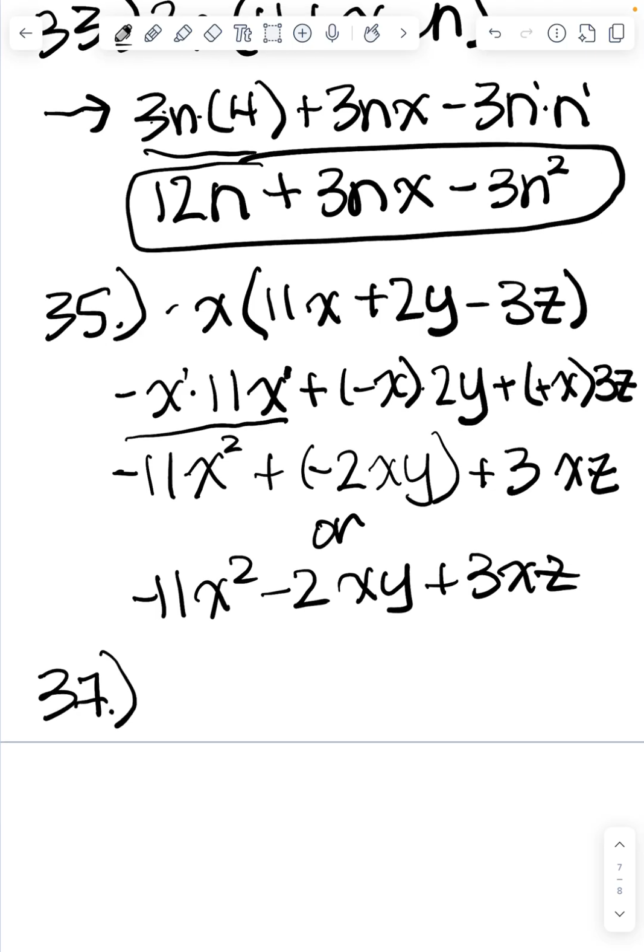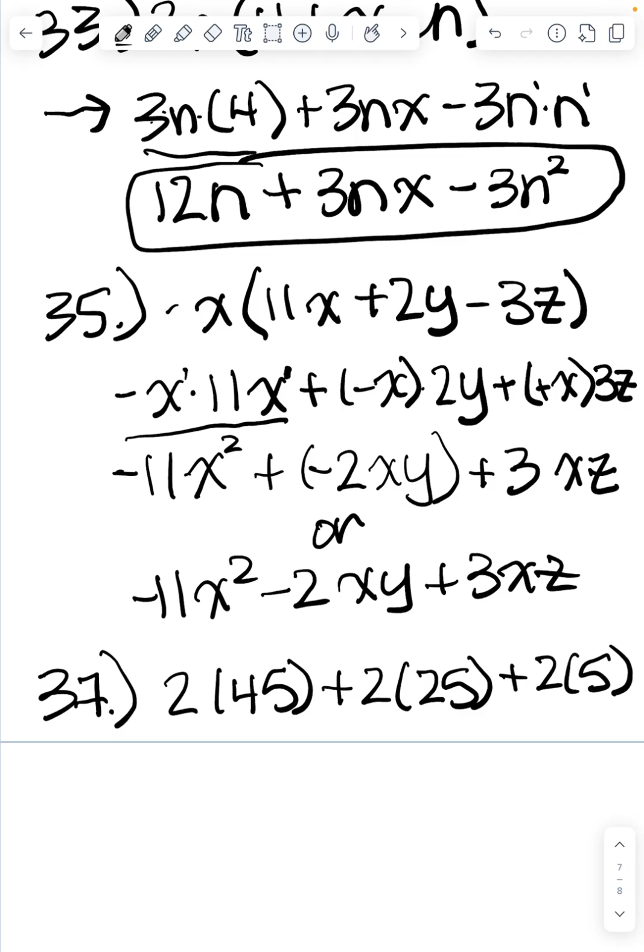37. Mathematical expressions are used to model real-world situations. Use the distributive property to write two equivalent expressions modeling each amount. The weight on a bench press bar that is loaded with two 45-pound plates, two 25-pound plates, and two 5-pound plates. Okay, so it looks to me like I've got two 45 plates. I've got two 25 plates, and I've got two 5-pound plates.